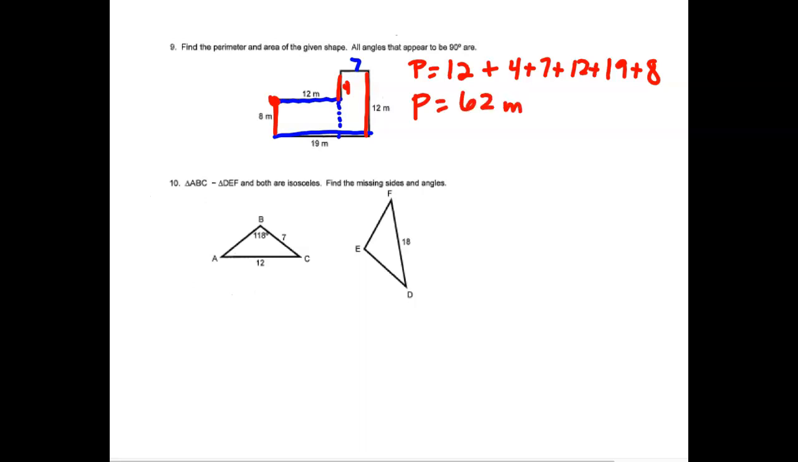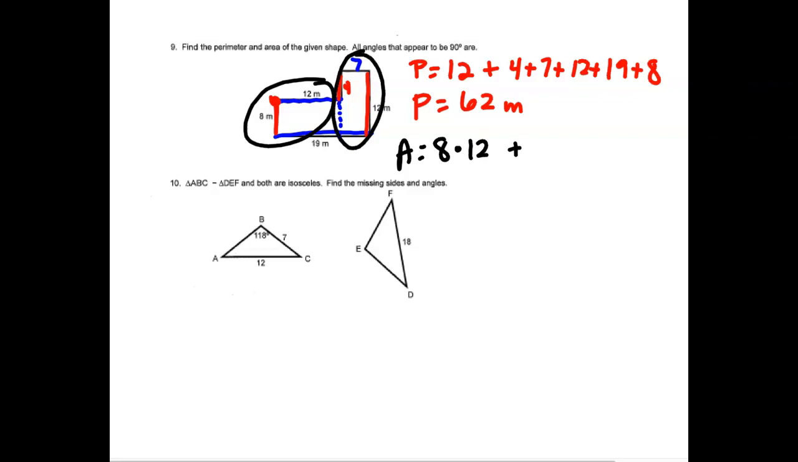And then to find the area, we're going to just look at length times width for the two rectangles. So this rectangle would be 8 by 12. And then this rectangle would be 7 by 12. And if we multiply those pieces and add it up, we end up with 180, and the area here would be meters squared.